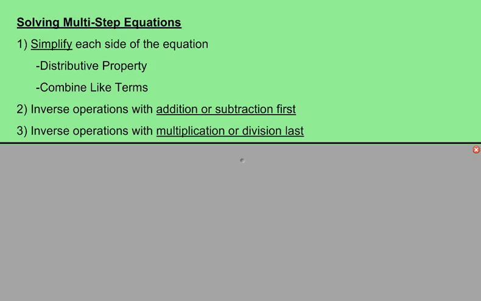So let's review our multi-step equations. I kind of combined 5 steps into 3 steps, but simplify each side of the equation by distributing and combining like terms. So those are the first 2 things you're going to be doing, looking for those on each side. Next, we're going to look for a regular two-step or multi-step equation.